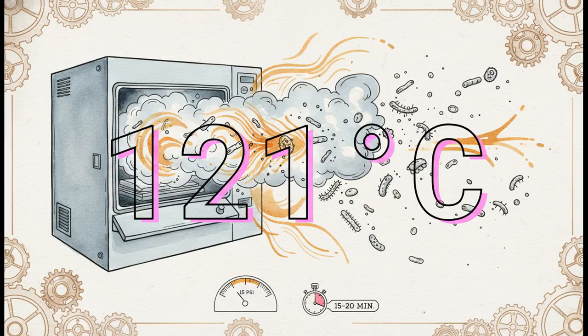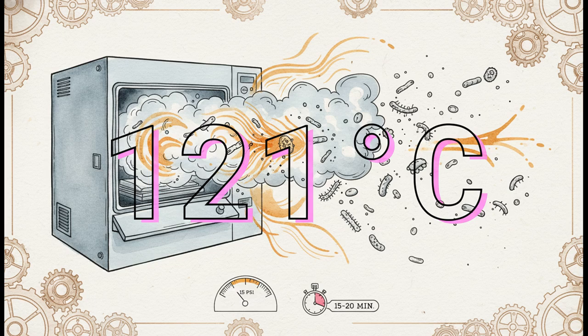Now, we're talking about the undisputed champion. These are the golden numbers for the autoclave. 121 degrees Celsius at 15 pounds per square inch of pressure for 15 to 20 minutes. Now, wait a minute. Water normally boils at 100 degrees Celsius, right? Well, that's exactly where the pressure comes in.